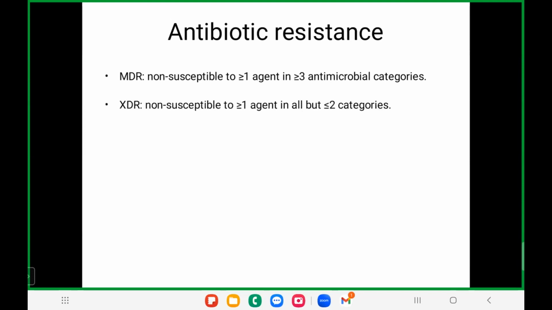The next category is XDR. This is extensively drug resistant. Here, it will be resistant to the majority of the antibiotics, but it will be sensitive to two or fewer categories, at least for one agent in those. So if you have, say, 20 categories, 18 categories of resistance, and only in 2 categories one agent will be sensitive, that is an XDR bug. In pan-drug resistant, whatever antibiotics you know, the bug will be resistant to them.